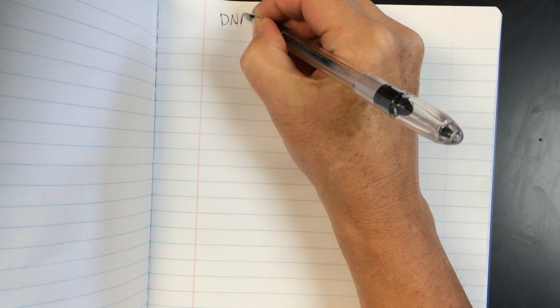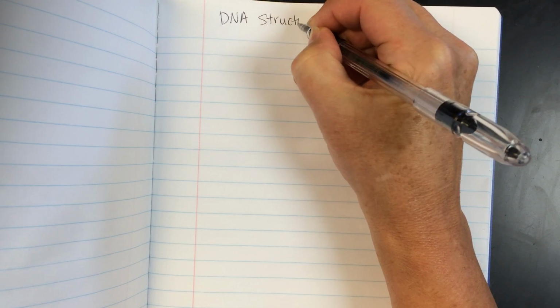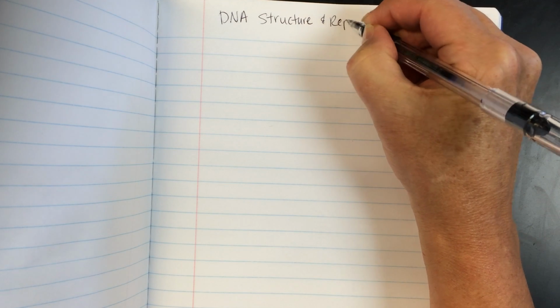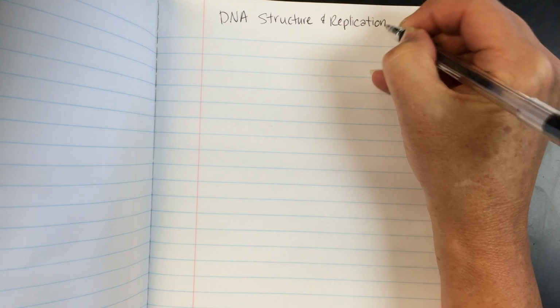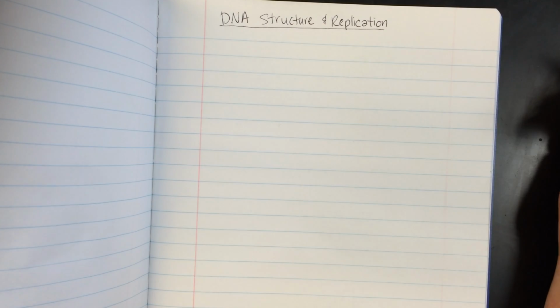Okay, today we are writing our notes on DNA structure and replication. So the title of your notes is DNA structure, that means what it's made out of, and replication. You should remember that that is kind of like the word duplication, meaning it's making a copy of itself.